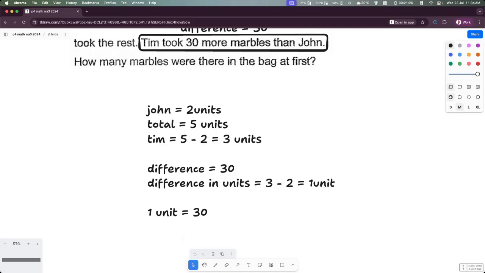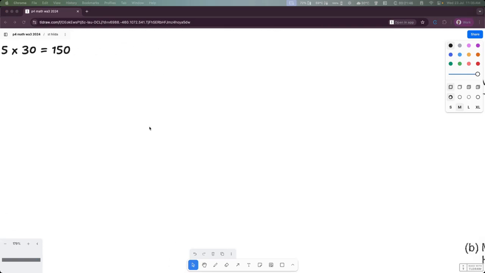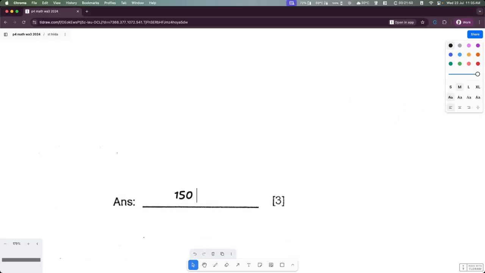Okay, so how many marbles were there in the bag at first? So that means the total, right? 5 units equal to 5 times 30 equal to 150 in this case. All right, so the answer is 150 marbles.